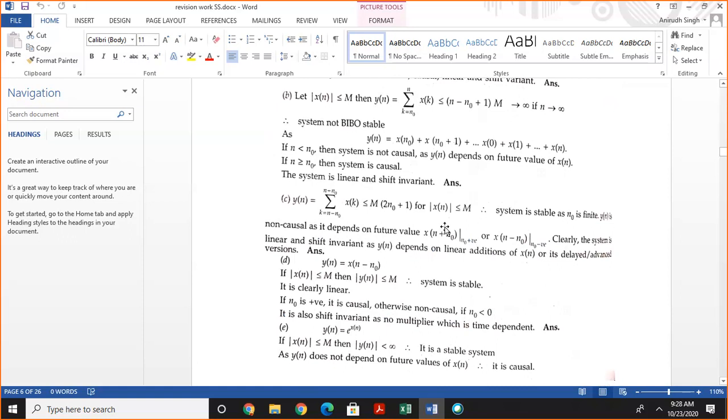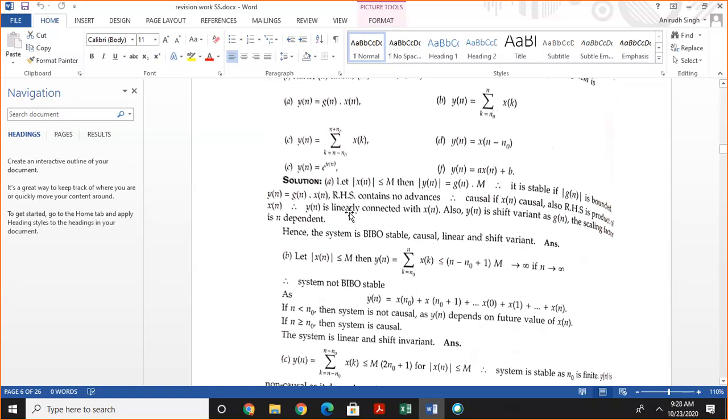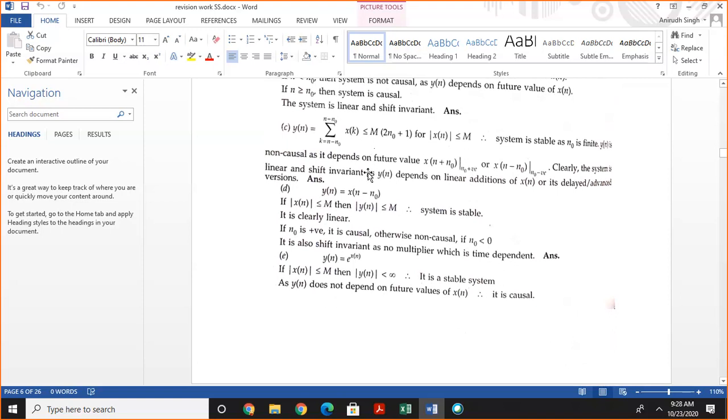If we write this, y of n is equal to x of n minus n naught, and so on, and the last value is x of n plus n naught. We know that this system is non-causal because it depends upon future, past, and present input. So this is a non-causal system. The system is linear and time invariant.